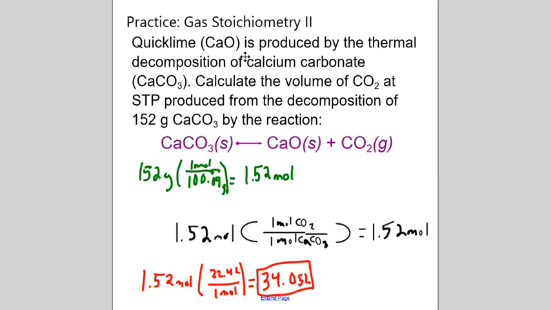This one involves quicklime, which is produced through this whole process right here. So we know that we have 152 grams of calcium carbonate. If we do some molar mass calculations here, we know that's 1.52 moles, because it's 1-to-1 stoich. If we have 1.52 moles of calcium carbonate, that means we have 1.52 moles of carbon dioxide, and then from there, moles of carbon dioxide times 22.4 gives us 34.05 liters of carbon dioxide given off.